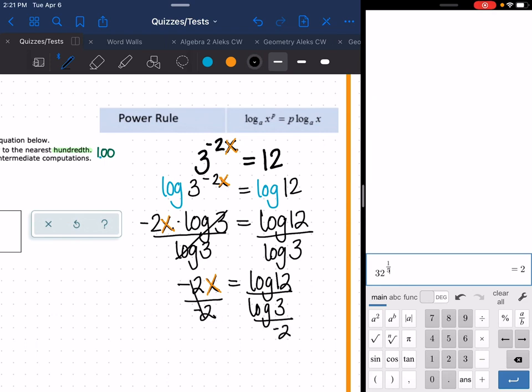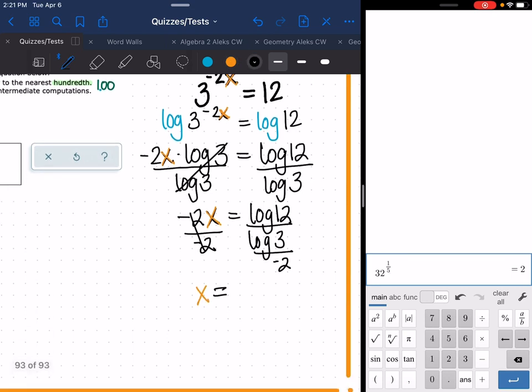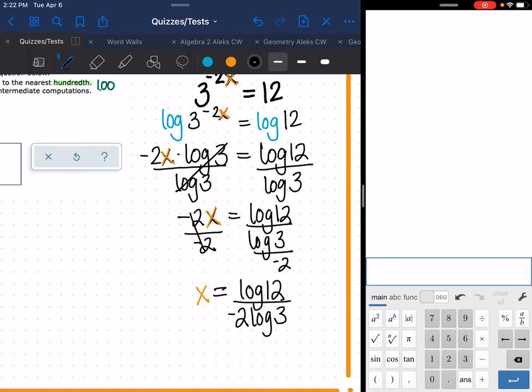Remember, when I divide a fraction like this by a number, whether it's positive or negative, that negative 2 is going to come in front of the log on the bottom of your original fraction. So it's going to go in the denominator. Now that I have it in this position, I can go ahead and put it into my calculator.